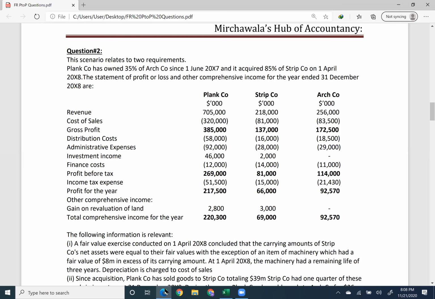Okay. Now then finance cost. Parent company's finance cost is 12,000, and S company's finance cost is 14,000. This is for the whole year.